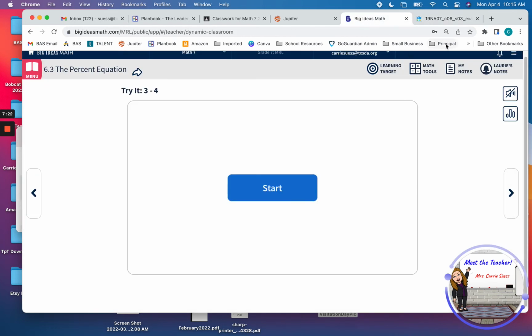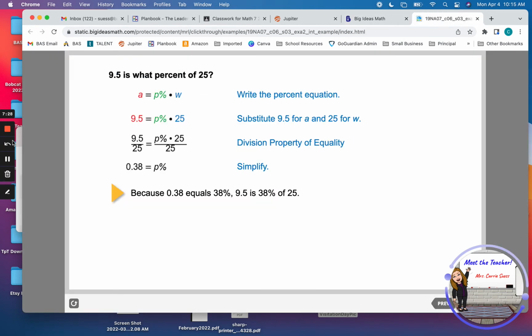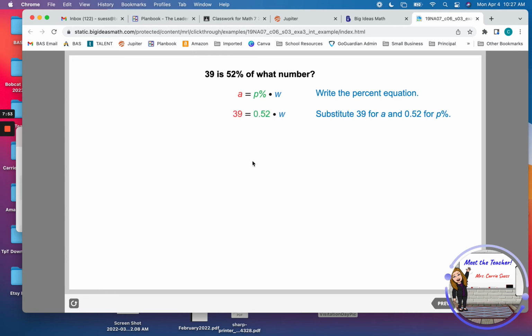Try-its, and then example 3. So you have 2 try-its. It's in your journals. Example 3: 39 is 52% of what number? So write your equation. A equals P percent times W. Where is the 39 going to go? It goes where the A is. And where does the 52% go? Where the P is.